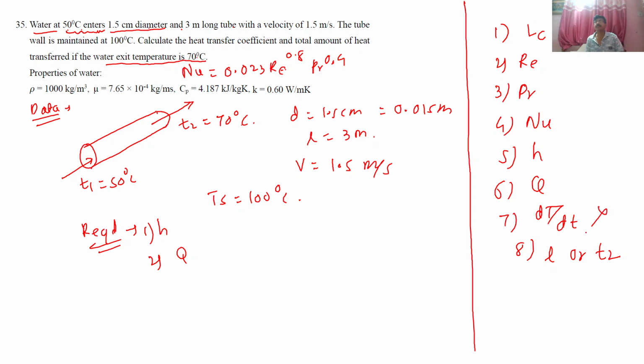But in this case, they have not asked for the rate of heating or rate of cooling. They have not asked for length or exit temperature T2, because everything is known to you. They have asked for h and Q, meaning we have to go up to only the fifth and sixth step. Now we are going to use these steps to solve the problem. Let's start with LC. For flow through a duct, and the duct may be of any cross section.